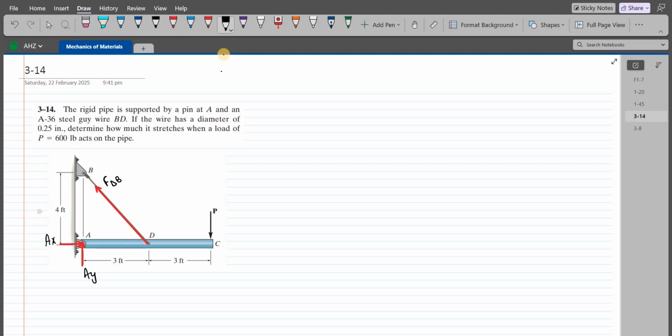Now we have to resolve this FDB force into its components. So we have a vertical component and a horizontal component. Let's call this angle theta. The vertical component is FDB sin theta and the horizontal component is FDB cos theta. For angle theta, we can consider this triangle ABD.